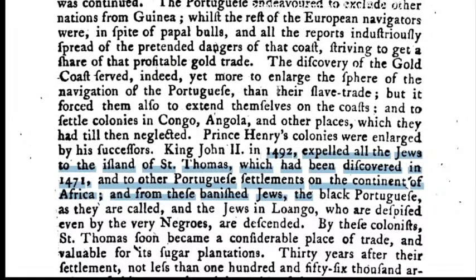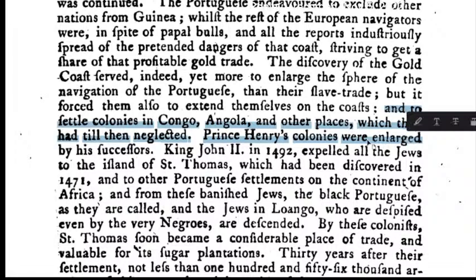It says, the discovery of the Gold Coast served indeed yet to enlarge the sphere of the navigation of the Portuguese than their slave trade, but it forced them also to extend themselves on the coast and to settle colonies in Congo, Angola, and other places which they had till then neglected. So the Portuguese developed colonies in Angola, and that's where they was bringing people over from Portuguese. We read that earlier, right?